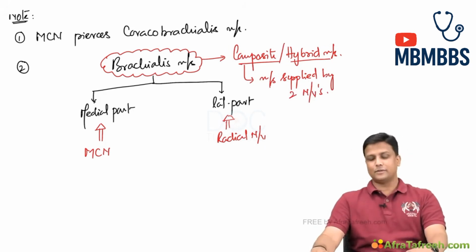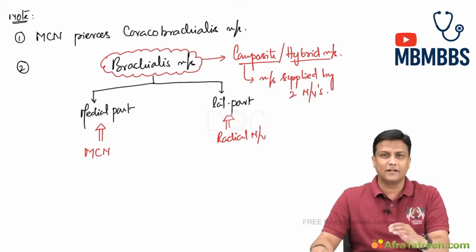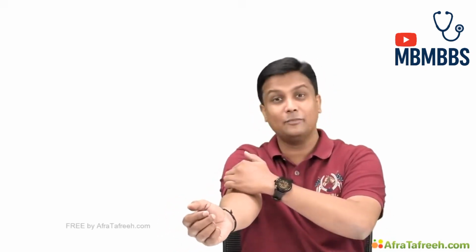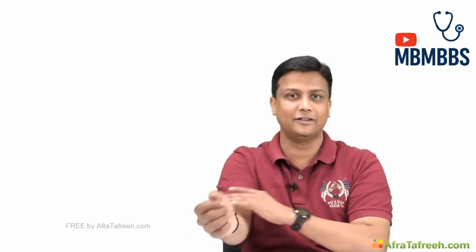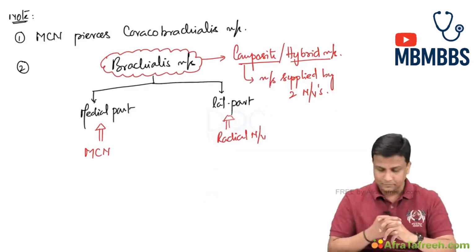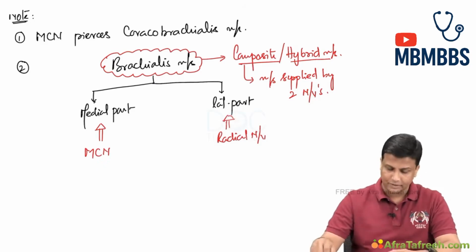A muscle which has to be supplied by two nerves, and one of the best examples of that is brachialis over there, guys. So the brachialis muscle, the medial part of that is supplied by the musculocutaneous nerve and the lateral part of that is supplied by the radial nerve, and that's the reason why it is one of the composite muscles in our body. That is the second point that you have to remember here.